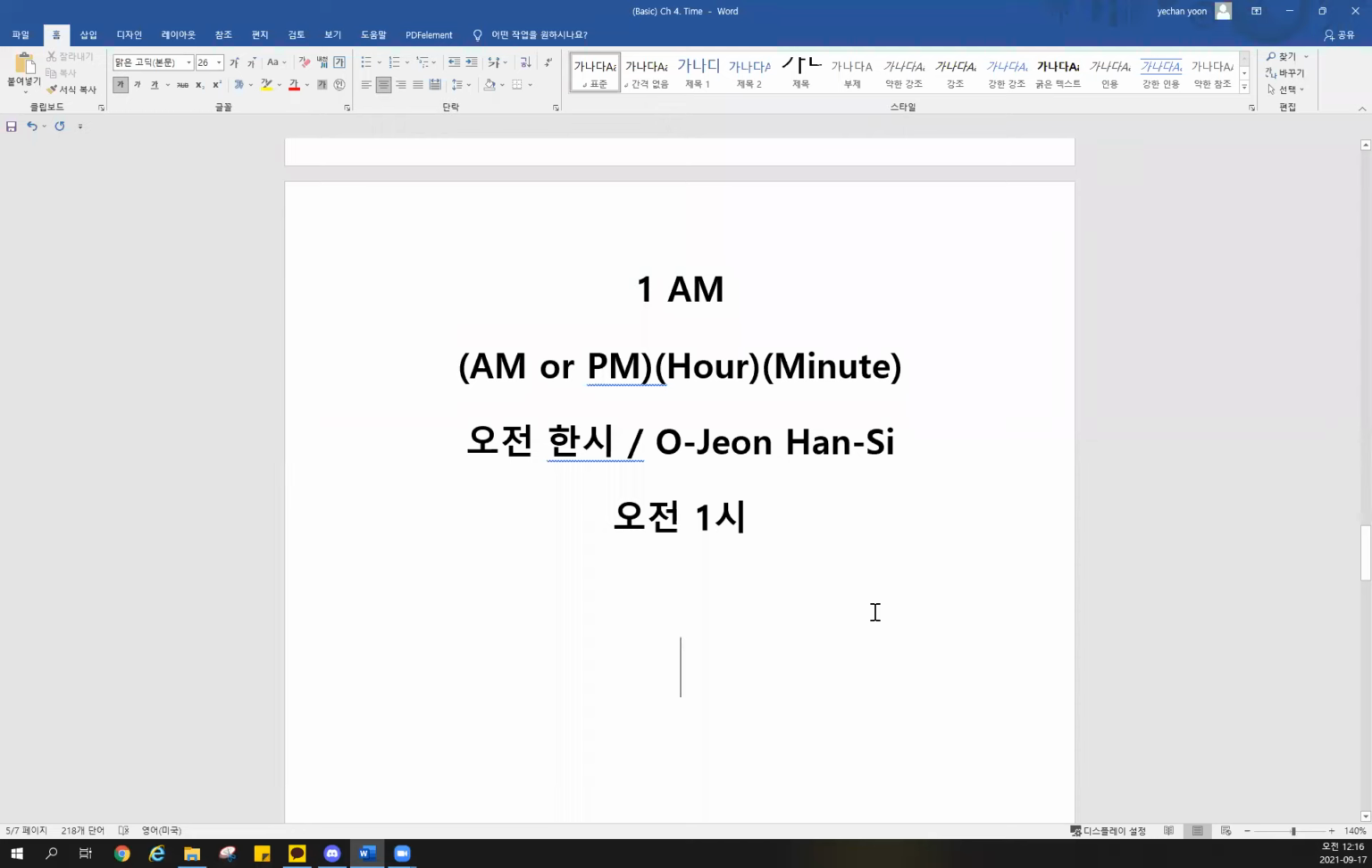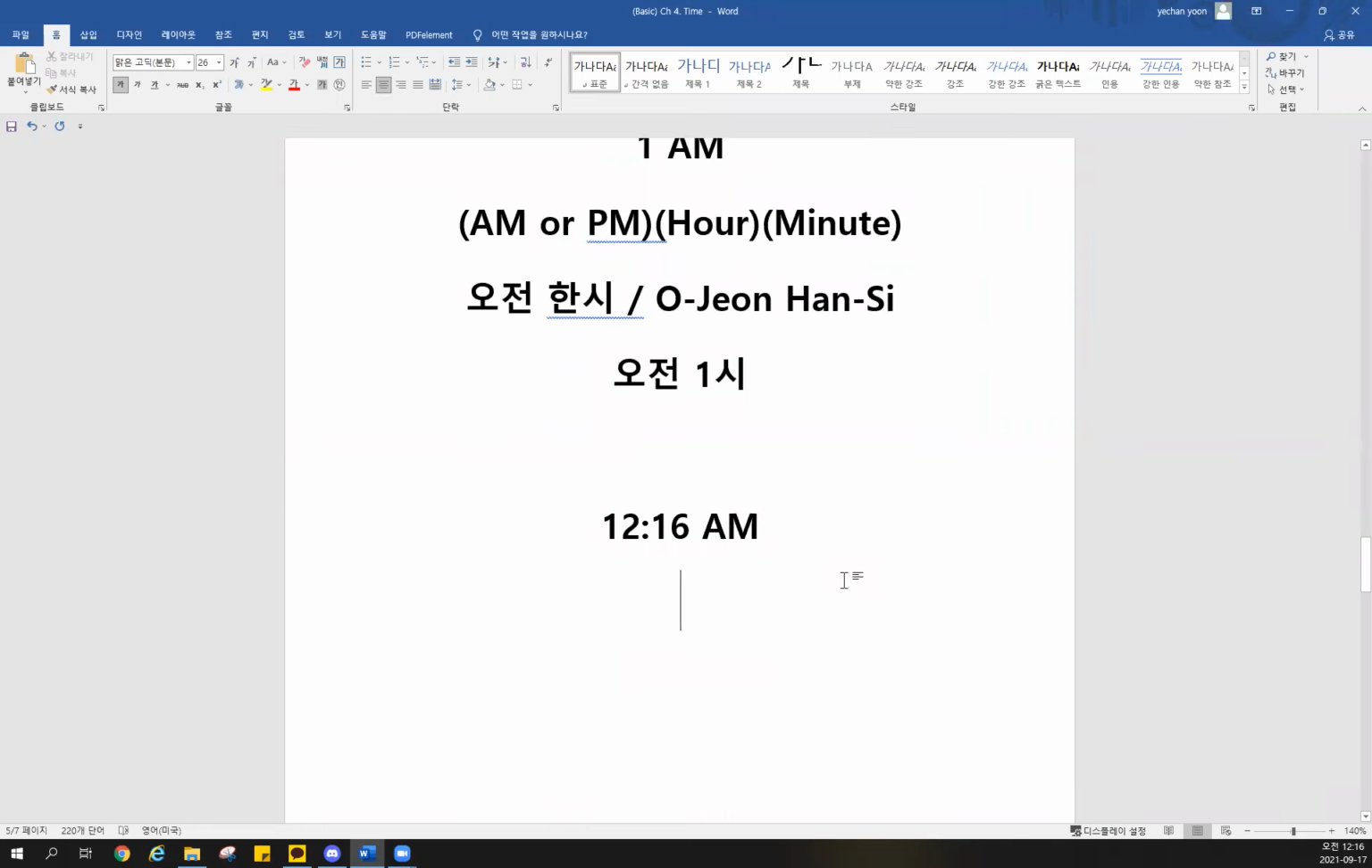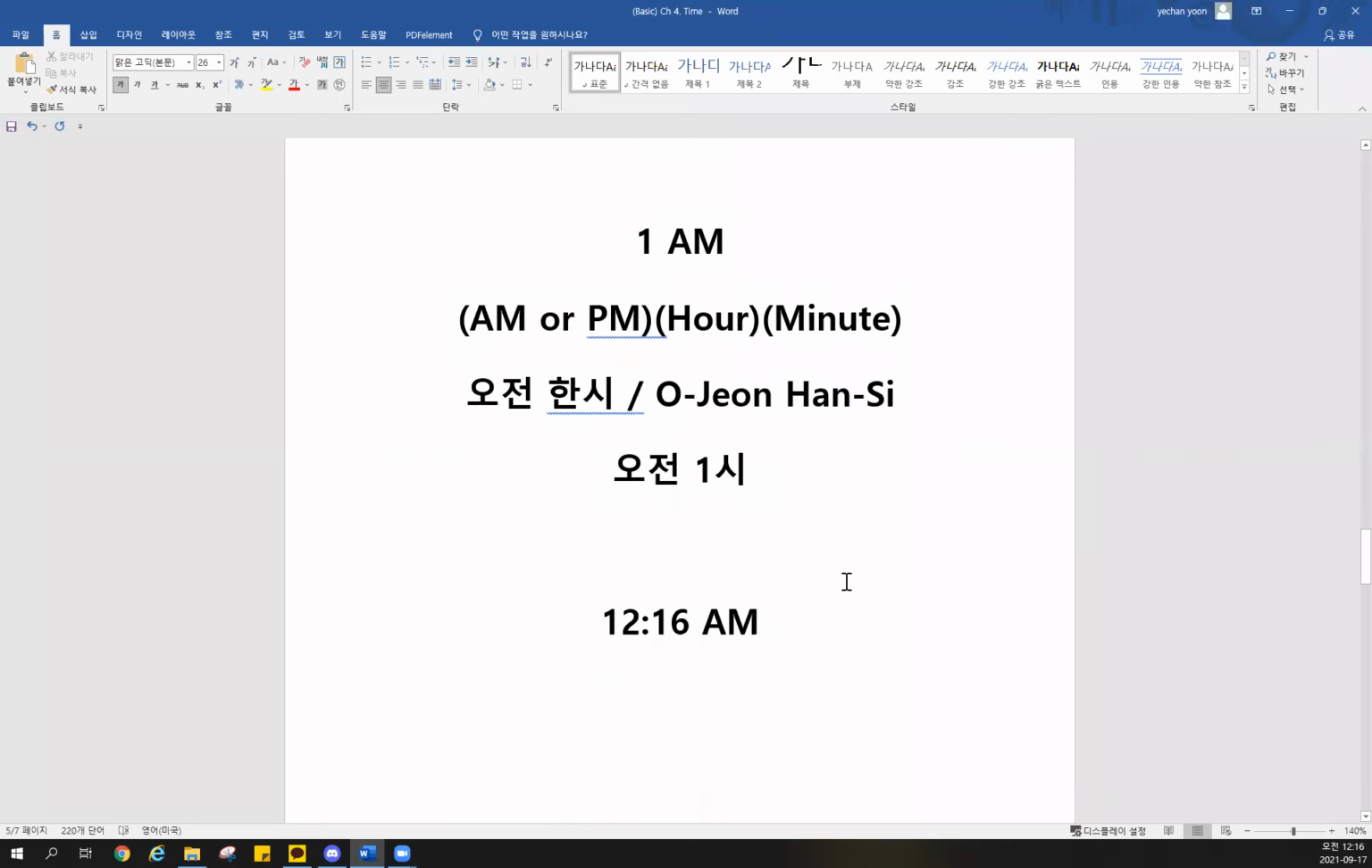Then how about this one? For now, the time is 12:16 a.m. in Malaysia. How can you say 12:16 a.m.? The format is going to be a.m. or p.m. and hour and minute. How can you say it?